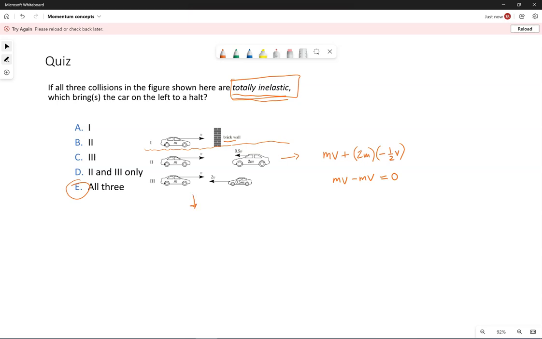And similarly, situation 3, car on the left is mv, car on the right has half the mass, but twice the velocity. We need the negative sign because that velocity is to the left. And so this still adds up to be 0. Because they stick together, then they have to stop. And so all 3 situations will stop the car.